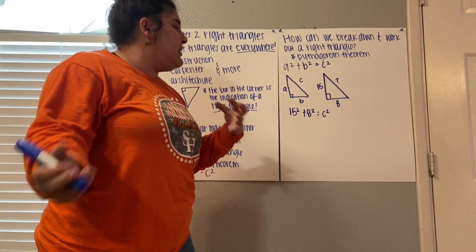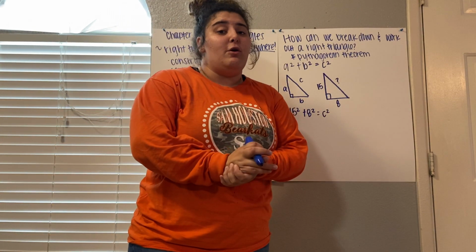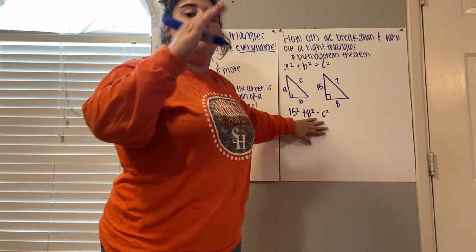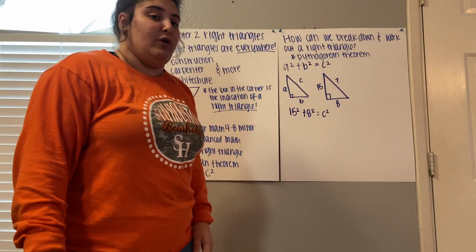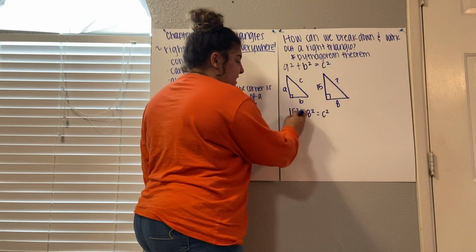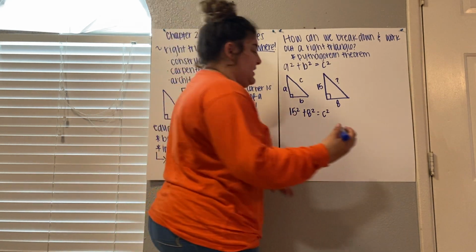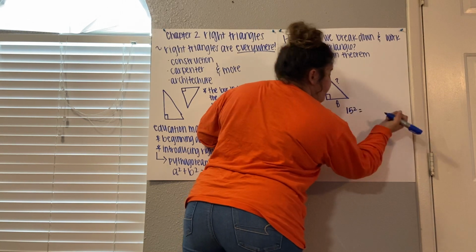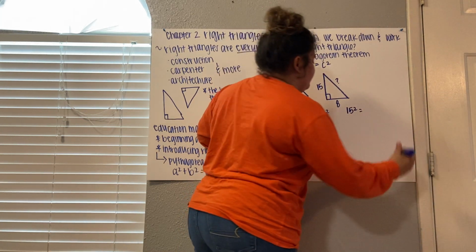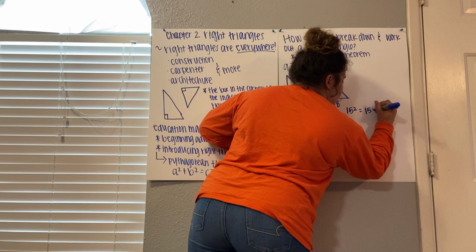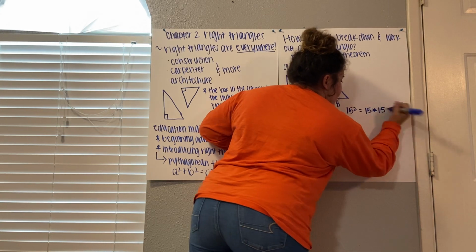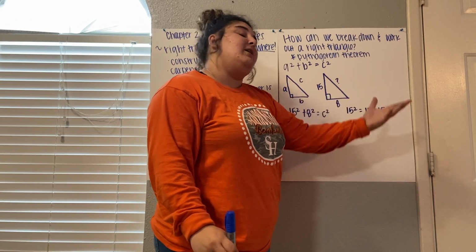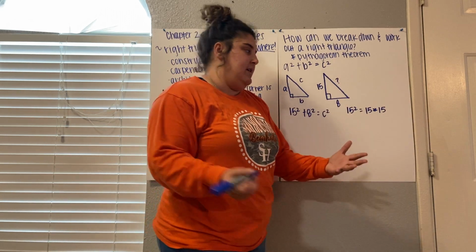All right, you can work it on a calculator, or if you know your squares by heart, you can go ahead and break this down. We're going to continue to break it down a little bit further. So we know that 15 squared basically means 15 times 15. So we're going to write that here. So 15 squared equals 15 times 15, and we know that that equals 225.